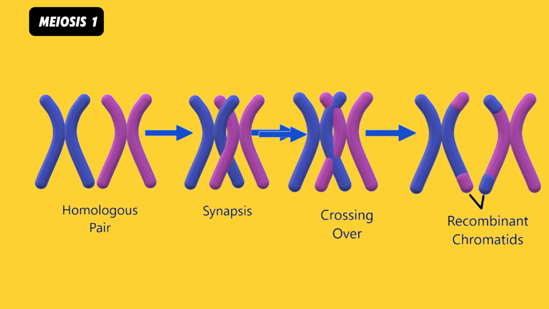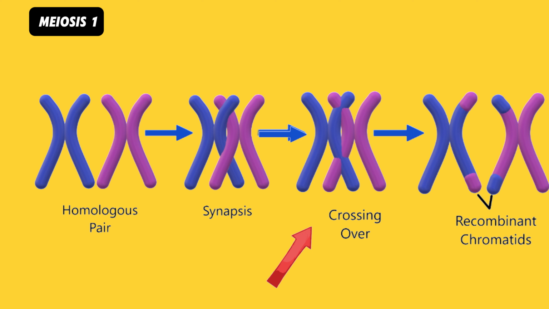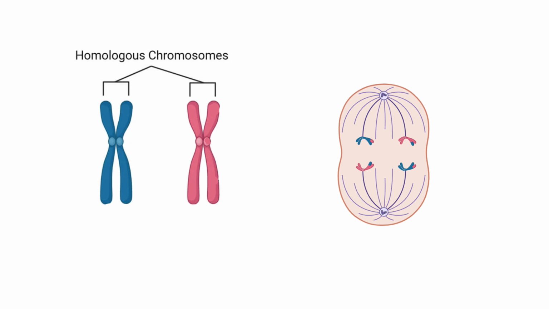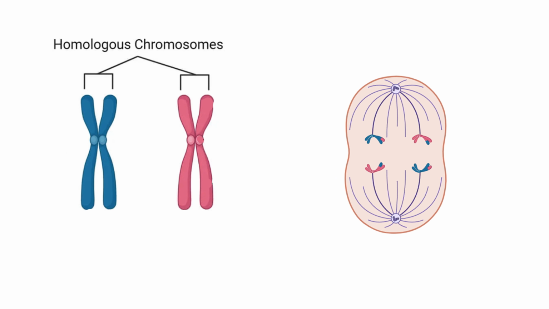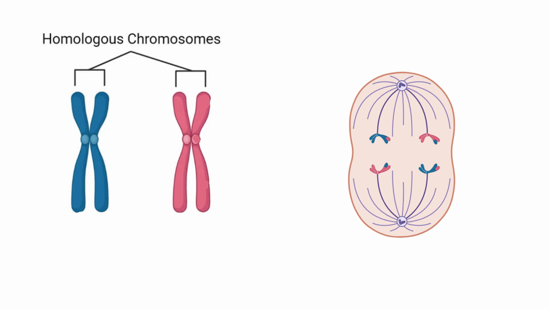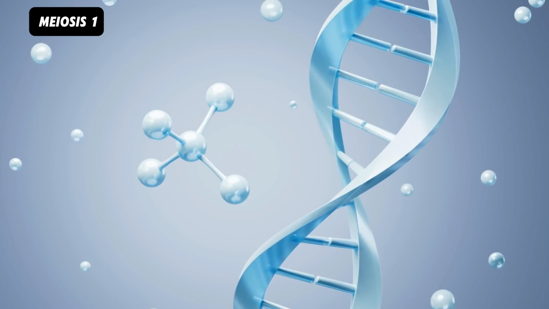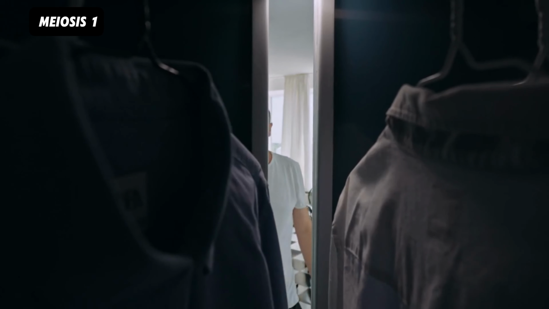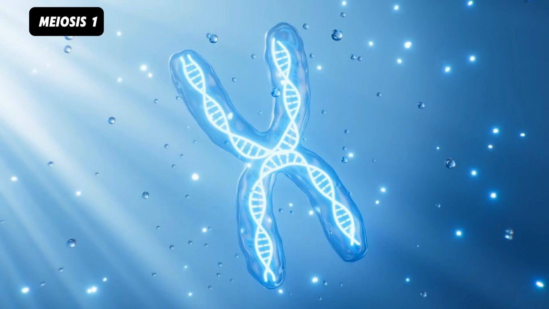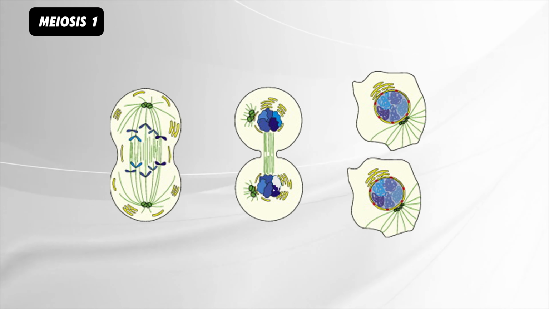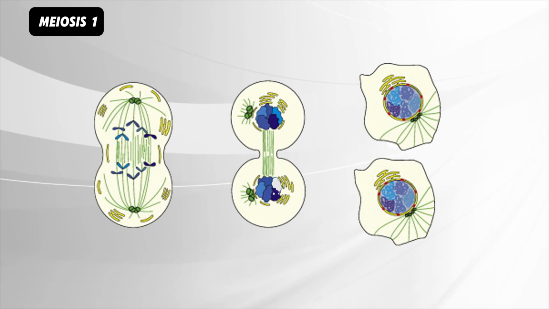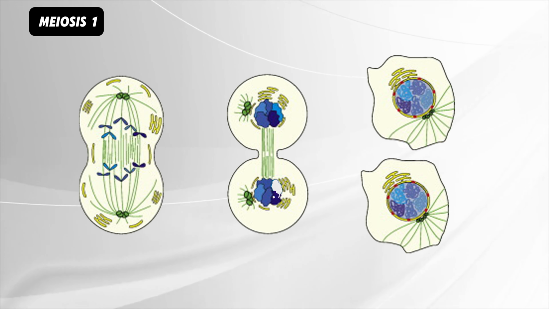Crossing over takes place. This is a key feature of meiosis. Do you know what crossing over means? Homologous chromosomes exchange segments of DNA, creating new combinations of genes. This process, known as crossing over, is the reason for genetic variation. Picture it like two friends swapping parts of their wardrobes. Each ends up with a unique new look. Nuclear envelope breakdown. The nuclear membrane dissolves, making way for the chromosomes to move around and spindle fibers form.